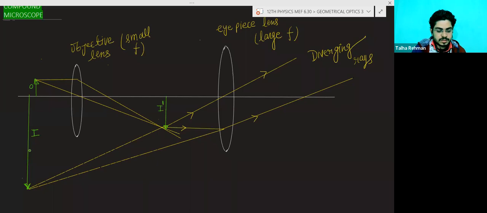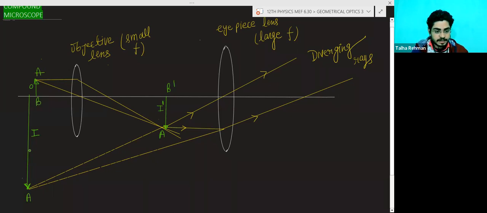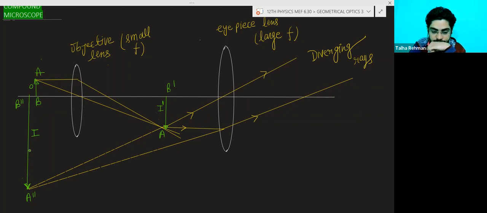This is A dash and B dash, and this object is AB. Top point is A and bottom point is B. And this is A double dash, B double dash.